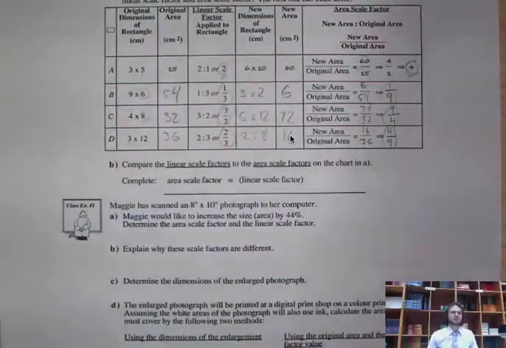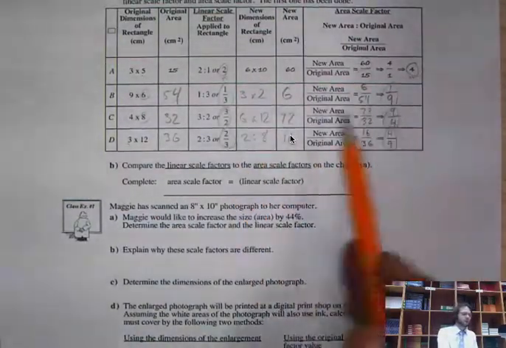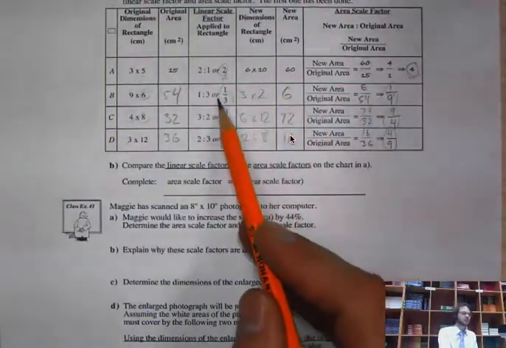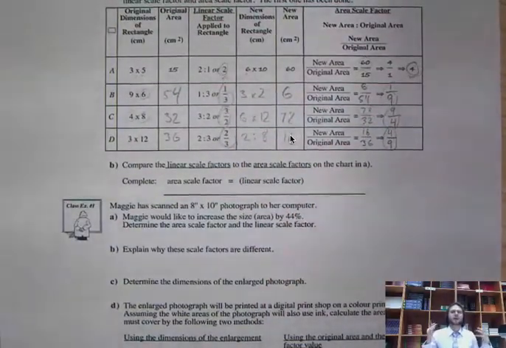Okay? So I want you to think about that and why they are like that. Pause, write down, think why. What's a little secret here? How do we get from the linear scale factor to the area scale factor? And why is there such a difference? And how do we get to that?